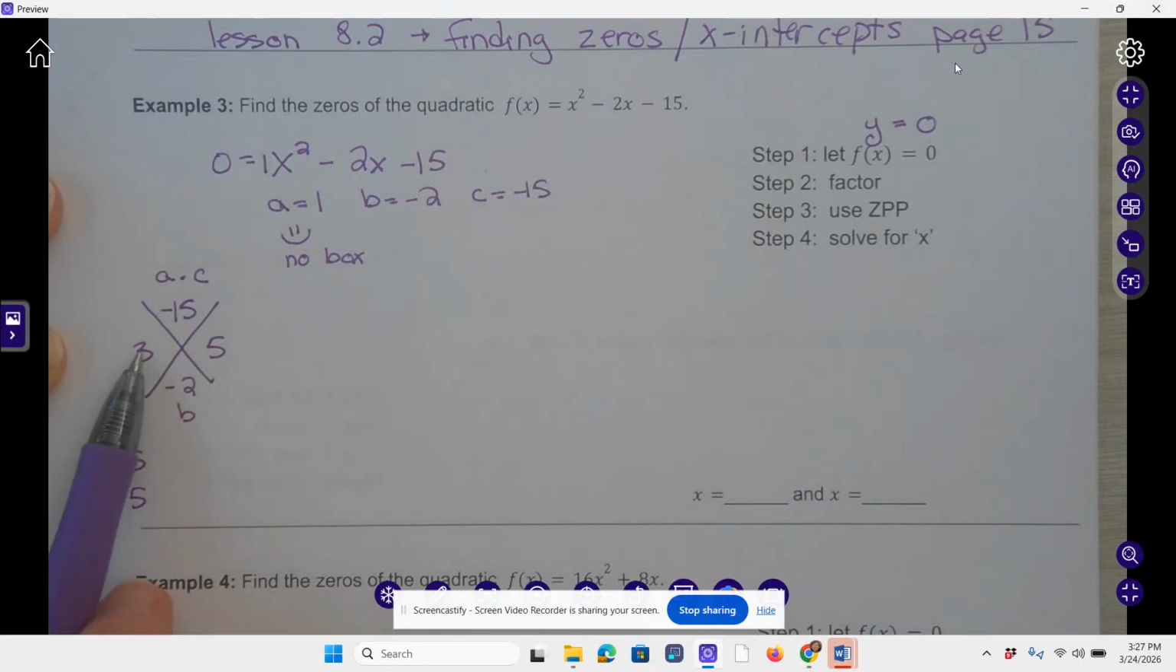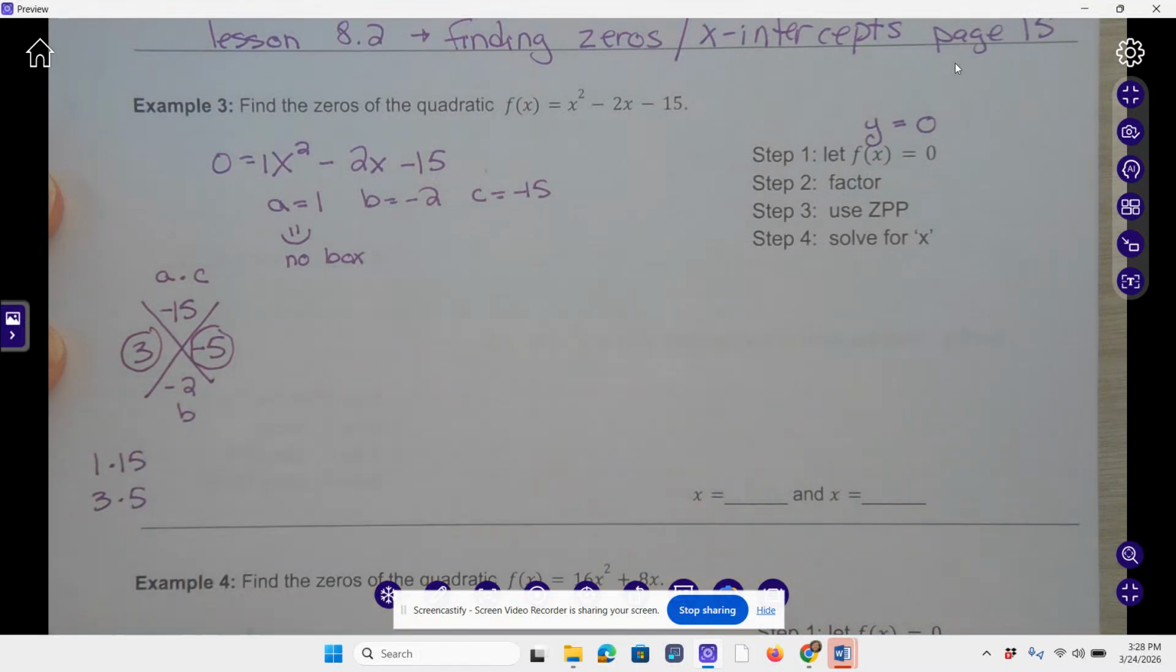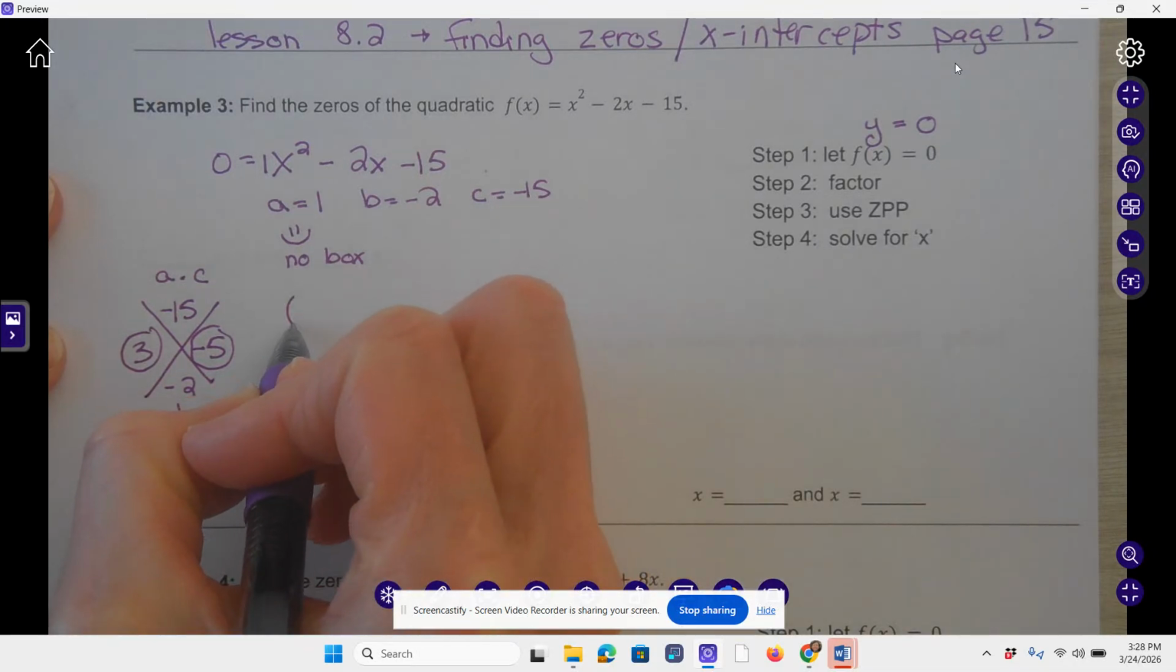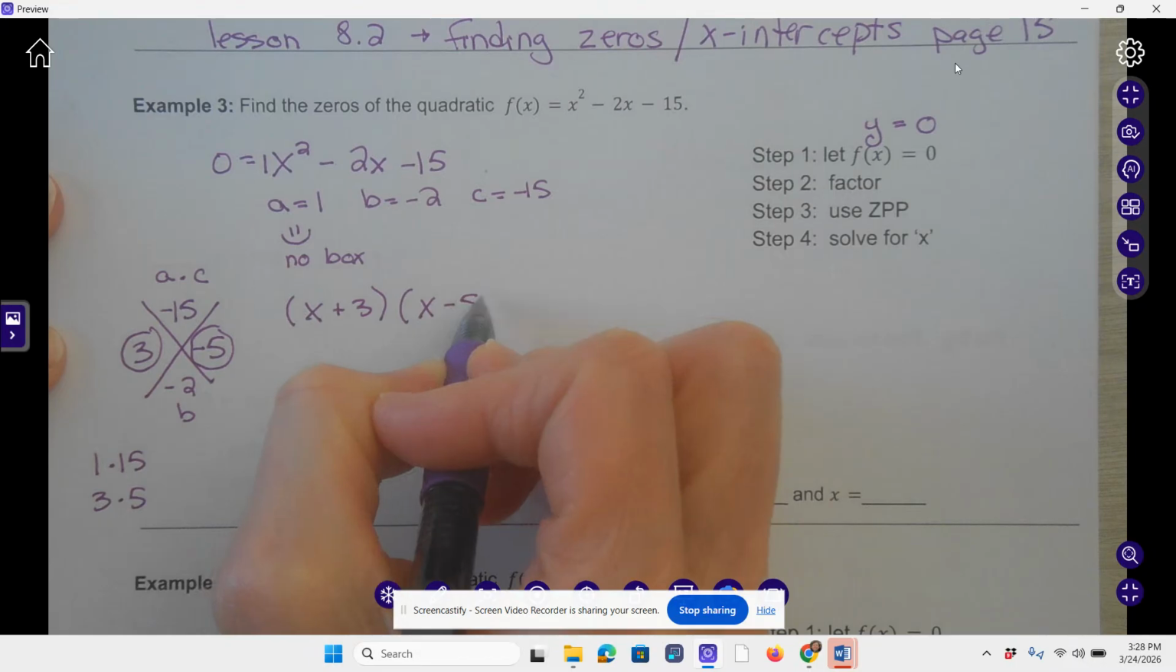I know when I multiply them, I need to get a negative 15. So one of these I have to make negative. When I add them, I want my answer to be negative. So I'm going to make the bigger number negative. So negative 5 plus 3 is negative 2. Negative 5 times 3 is negative 15. And then remember, we circled those because those were the important numbers that we were going to use again. Now, normally if we were doing box, we would put those in our box. But if a is 1, we can just write our factors as x plus 3 times x minus 5.